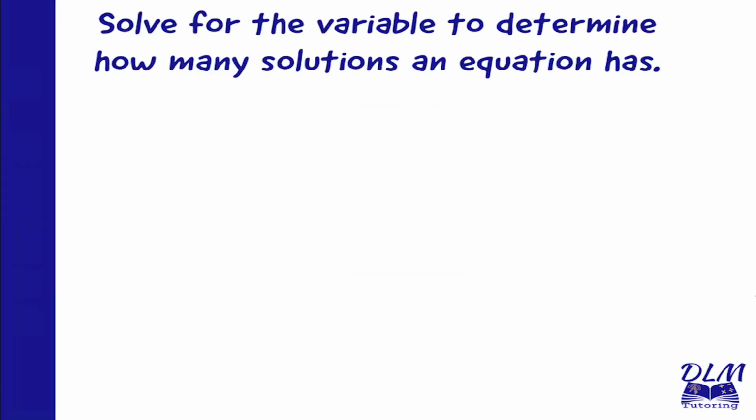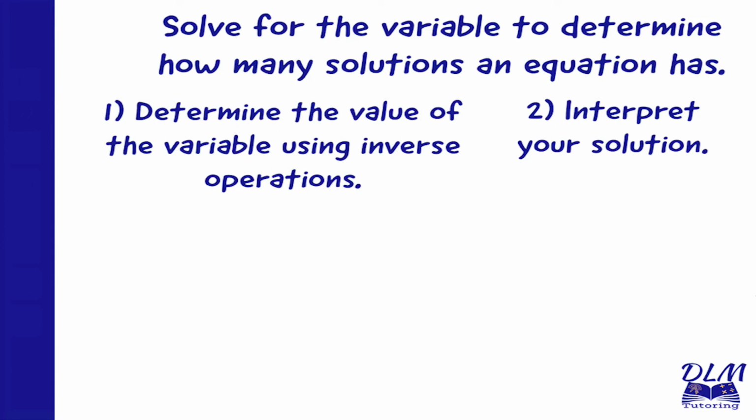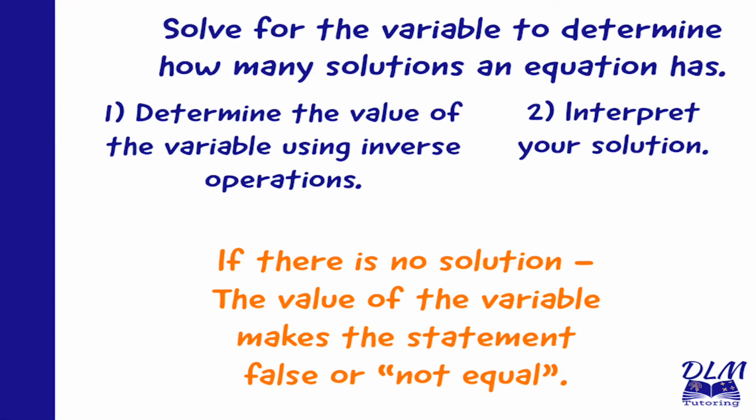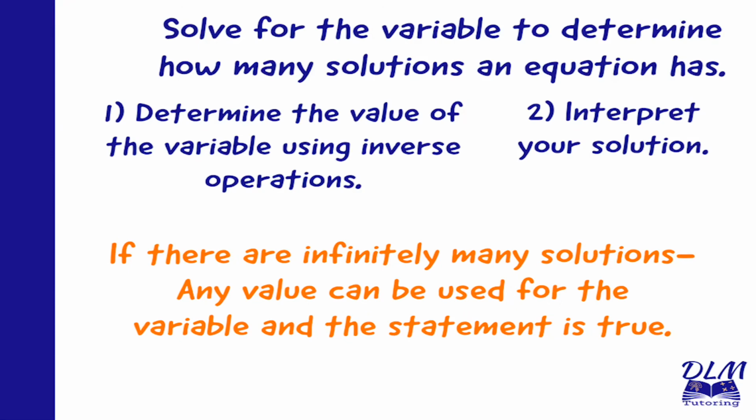Remember, when you're trying to determine how many solutions an equation has, you must determine the value of the variable using the inverse operations. Also, interpret if the equation is one solution. That means it only has one value for the variable that makes the statement true, such as in our second statement. No solution, the value of the variable makes the statement false, so that means that they do not equal each other on both sides when you solve for the variable. Or infinitely many solutions. Any value can be used for the variable and the statement is true, such as in our first example.